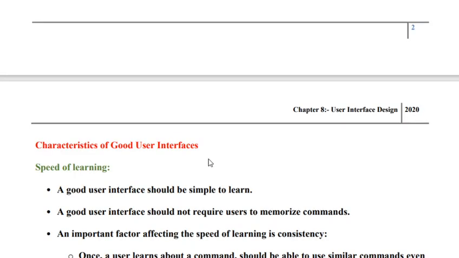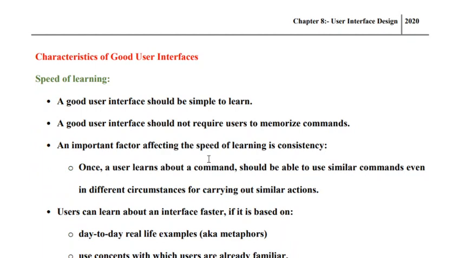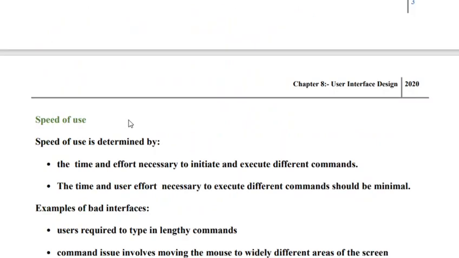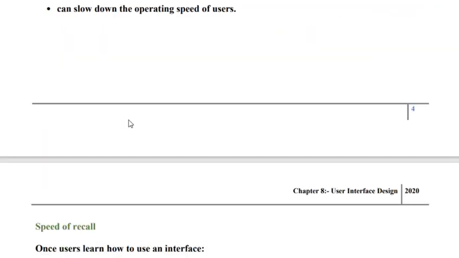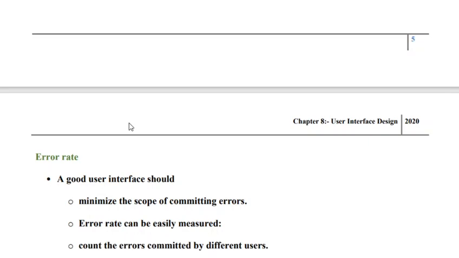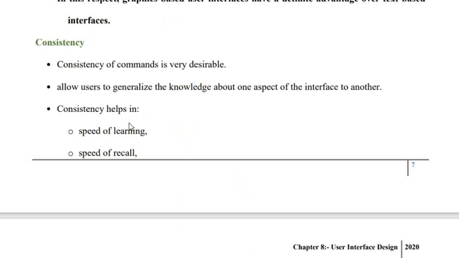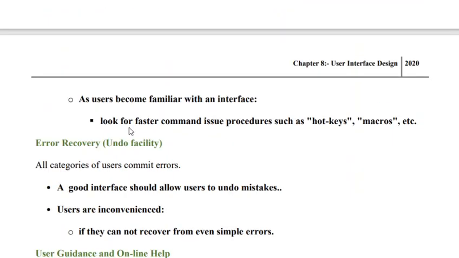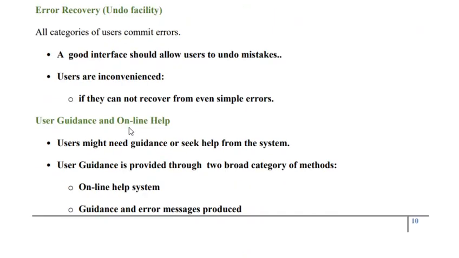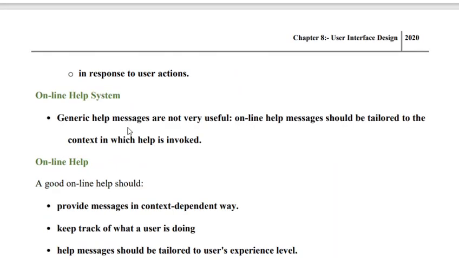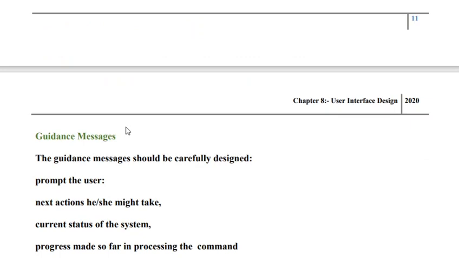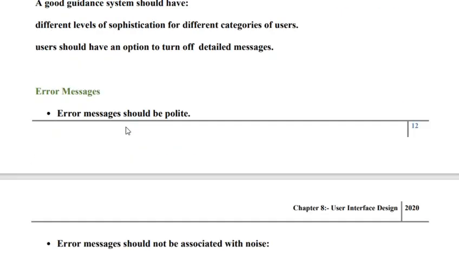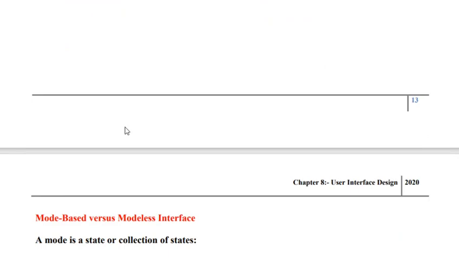Then we learned about the various goodness characteristics of the user interface, where we learned about speed of learning, speed of use, and speed of recall. Then we talked about error rate, and then attractiveness, consistency, feedback, support for multiple skill levels, right? Error recovery, user guidance, and online help, right? So the characteristics of online help. Then we talked about the characteristics of guidance messages. Then we talked about error messages, right?